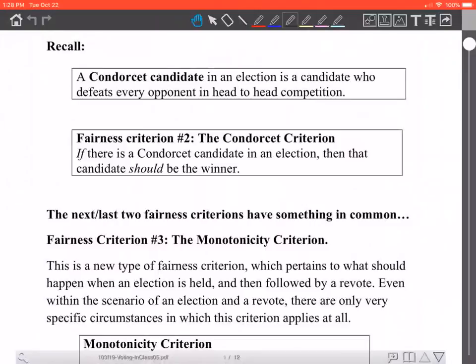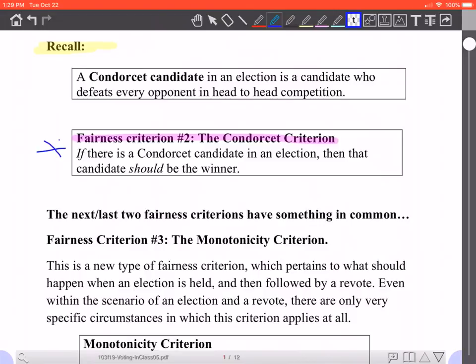So one thing I want to point out before I get started with new material is to just remind you of two things that we talked about last week. So we talked about what a Condorcet candidate is. Again, someone who defeats every opponent in head-to-head competition, which is a way to tell who the winner of the method of pairwise comparisons is. But one confusion that there was in the homework that I just want to make sure is clear before we get started is that the fairness criterion, the Condorcet criterion, can apply to any voting method, not just the method of pairwise comparisons. Similarly, a Condorcet candidate can appear in any election, not necessarily one where we're using the method of pairwise comparisons.